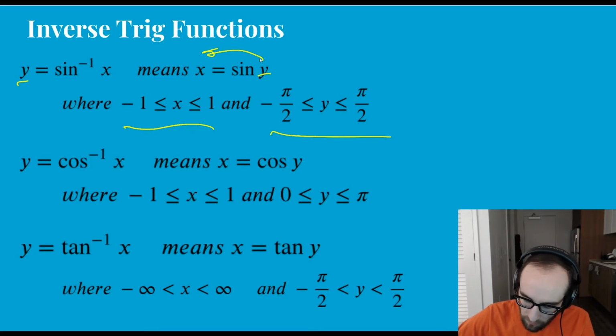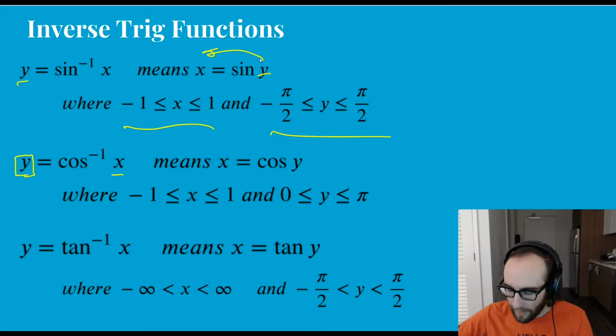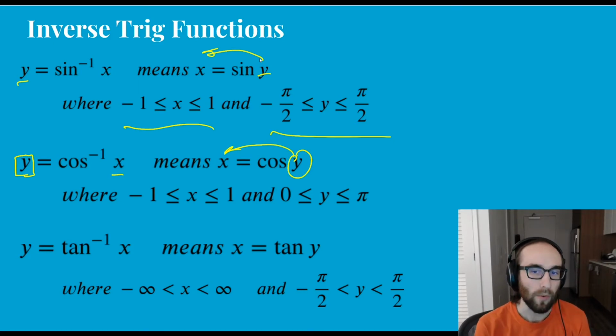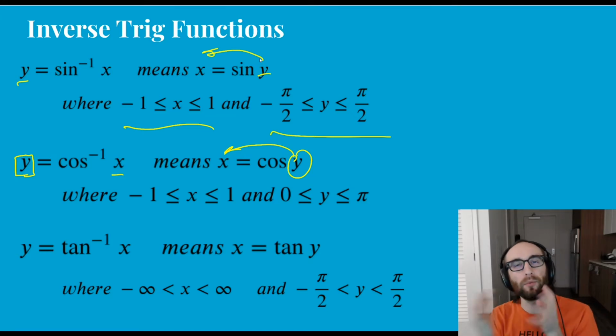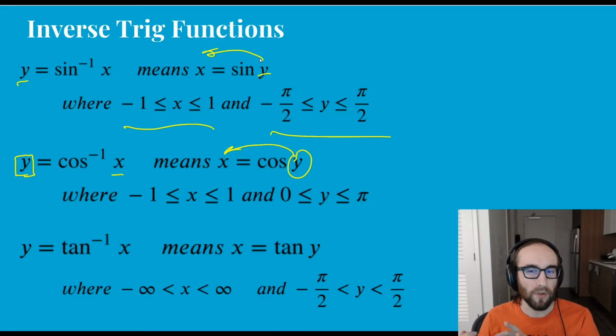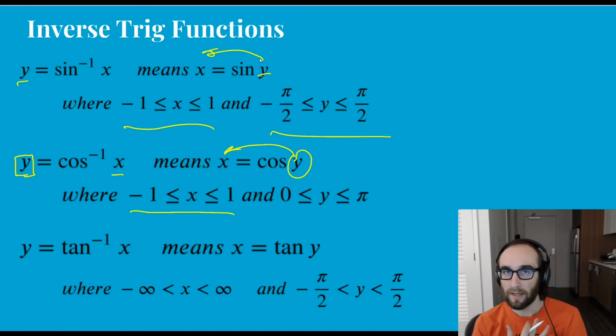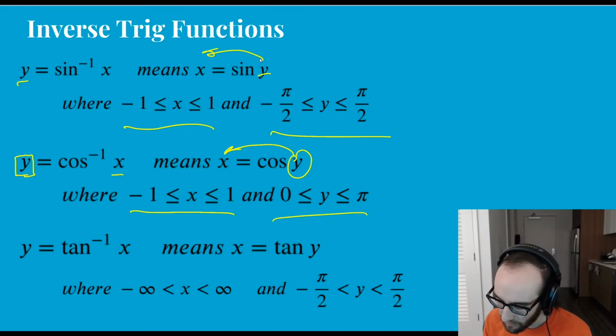Same thing for cosine. When we are trying to find inverse cosine of x, we're trying to find this y value. What that means is we're trying to find the input that gives us an output of x when we plug it into cosine. So it's just kind of reframing the question, figuring out a puzzle. What input do we need in order to get a certain output? For cosine, similarly, the domain is between -1 and 1, and then our range, as we saw, is between 0 and pi.